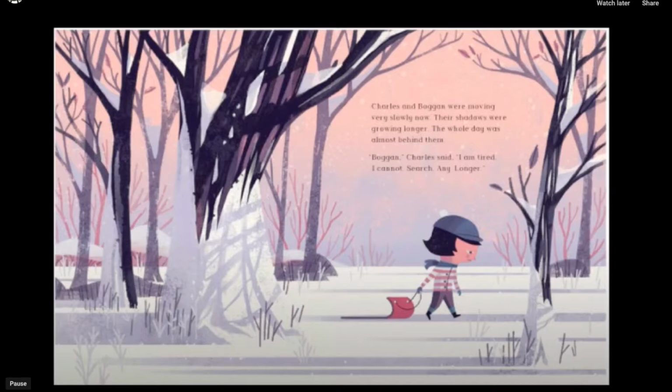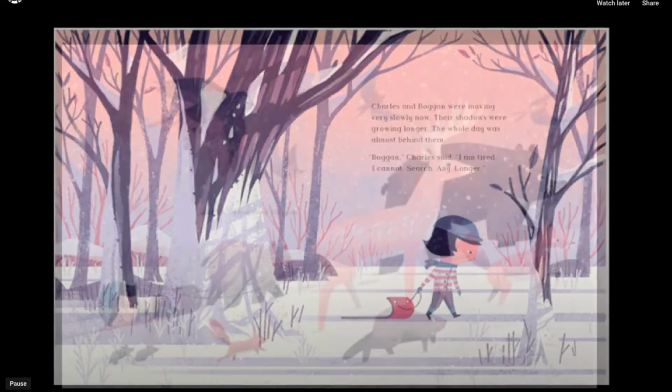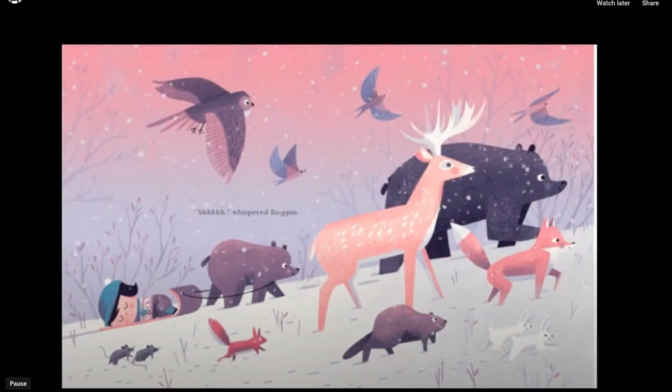Charles and Boggin were moving very slowly now. Their shoulders were growing longer. The whole day was almost behind them. Boggin, Charles said, I am tired. I cannot search any longer. Shh, whispered Boggin.